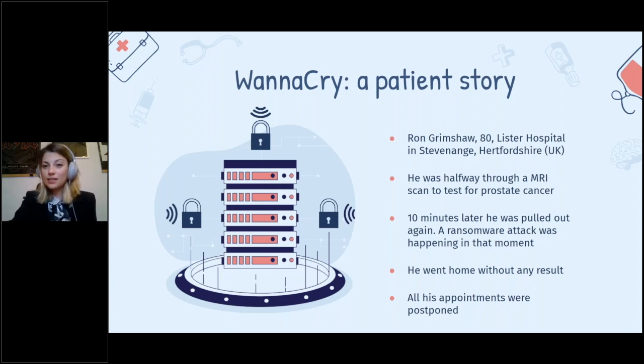And the old man waited for some details about the scanning, when he could be scanned again, but nothing was done, and he went home. He was scheduled for a chest X-ray, but that visit was also cancelled. And on that day, he couldn't have any operation because his appointments were postponed. Just imagine a ransomware scenario with someone at serious risk in that moment. So I think it's just a matter of time before the first recognized direct death by a ransomware.